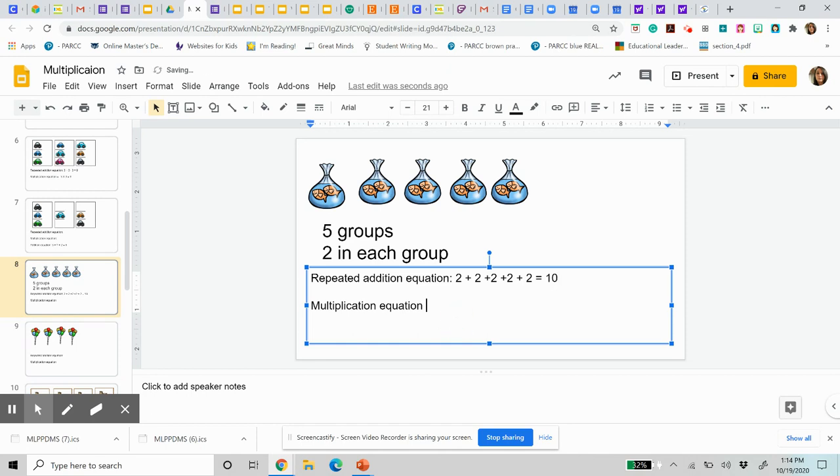If I were going to write a multiplication equation, I could say 5 groups times 2 in each group, and then counting by 2s, right? 2, 4, 6, 8, 10. You come up with 10, you get the same answer.